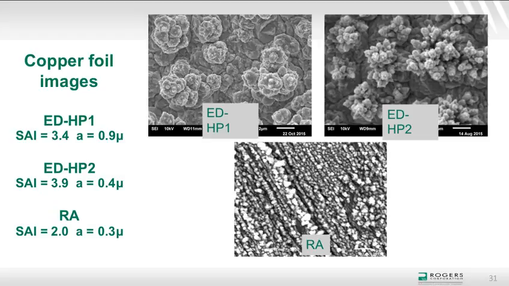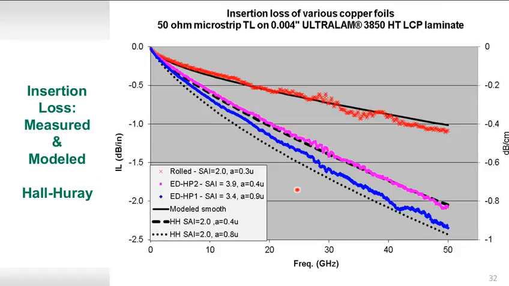So now we'll compare the performance of 3 foils again, which we'll show the pictures of here. Here are 2 of the dendritic electrodeposited foils with the high profile treatment. One has a fairly large nodule size of about 0.9 microns, one a fairly small nodule size of about 0.4 microns, and then the rolled foil again with the considerably lower surface area index and small nodule size. You can see again we get perfect agreement on 4 mil UltraLam LCP laminate with the rolled foil and modeled smooth. And again, the magenta and the blue lines are for the 2 ED foils with about the same surface area index, but increasing nodule size.